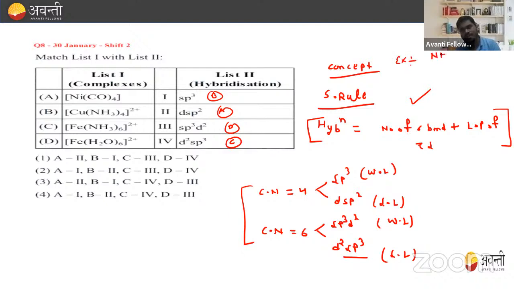If I'm talking about NH3 and someone asks what is the hybridization of NH3, how will you write it, beta? First, that is NH3 and it has one lone pair. So how many sigma bonds? 3 sigma bonds plus 1 lone pair. That is 4. 4 means what, beta? That is sp3. So it has sp3 hybridization. So we can calculate hybridization by using the steric number rule as well, right? Okay.